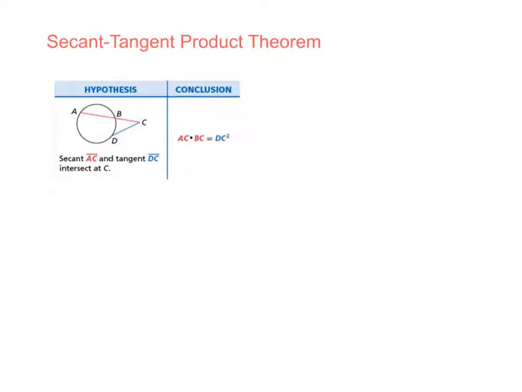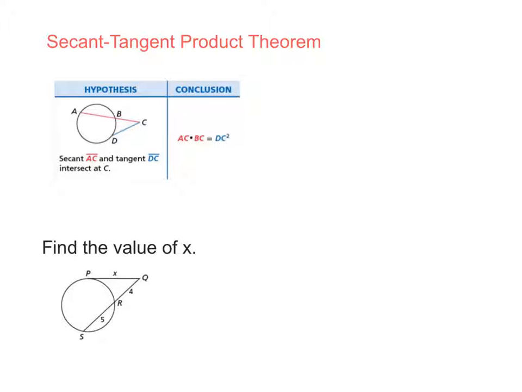This is the secant tangent product theorem. Notice that we have secant AC with an exterior piece BC, and then we have tangent CD. Remember, tangent will only hit the circle at one point. So we get secant AC and tangent CD. Copy down the picture and the conclusion into your notes for the secant tangent product theorem. Pause it and then hit play when you're ready to continue.